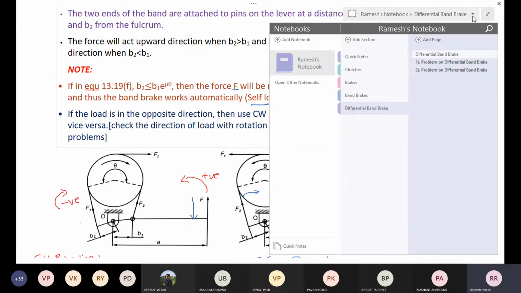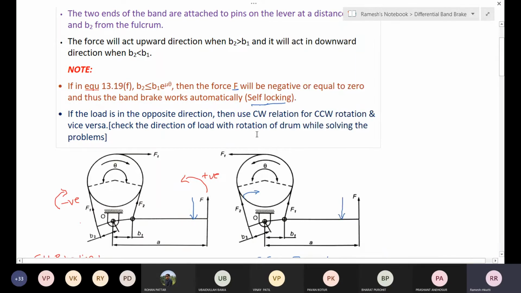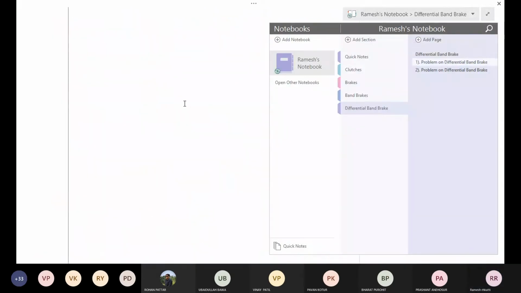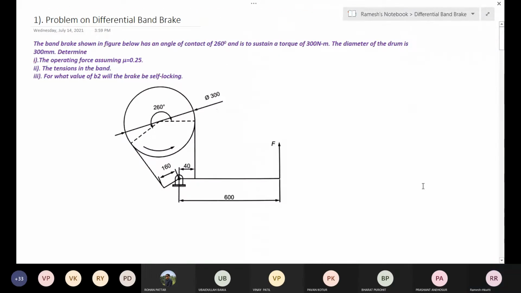I hope you understood. If you have any doubt, you can ask me. I will clarify that and I can take down a problem on this. Do you have any doubt on this? All of you understood? Yes or no? Whether you understood the previous theory part of the differential brake. If you understood, I will take down the problem. Otherwise, I will clarify your doubt and then take down the problem. I'm waiting for your reply.